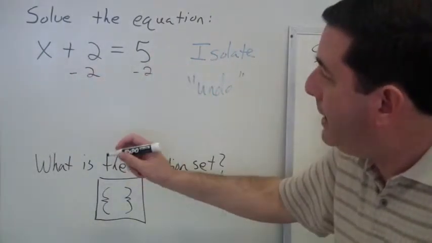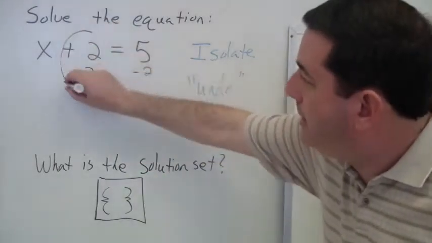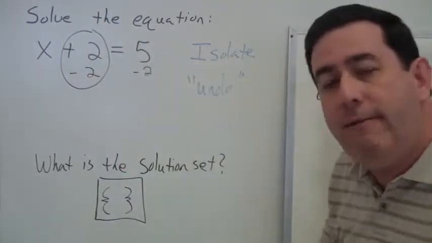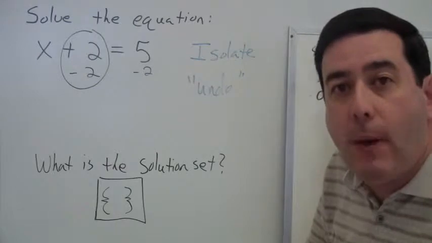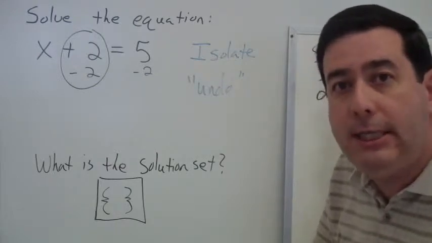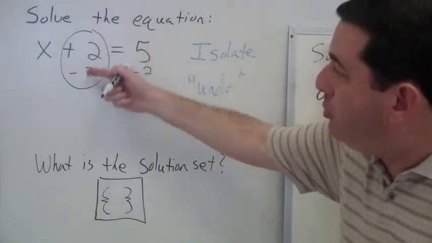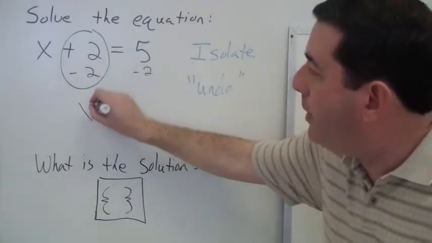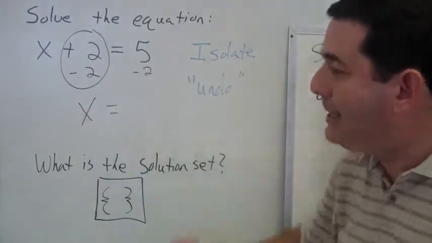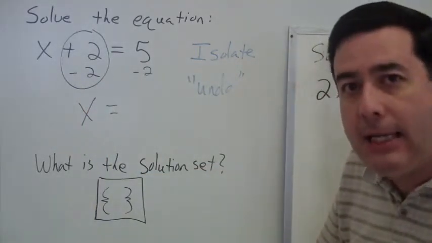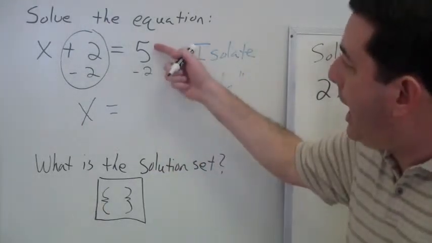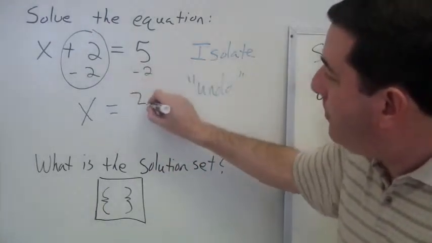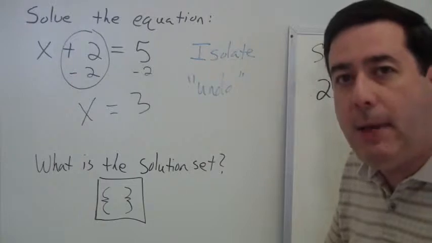Now, on the left-hand side of our equation, these numbers are what are called additive inverses. That means if you add them together, the result is 0. So these 2's go away, and we're left with just an x isolated on one side by itself. On the other side, 5 minus 2, that's the 3 that we expected.